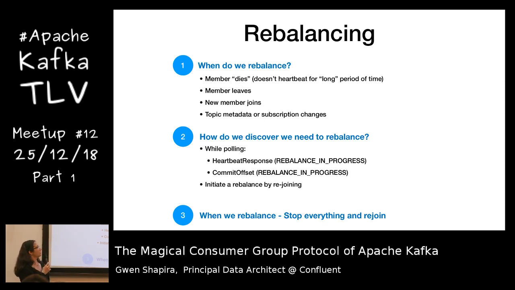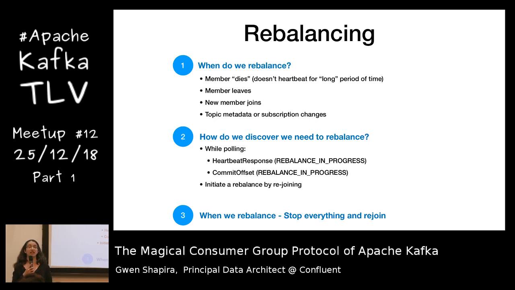Okay, so suppose that we need to rebalance. How do I know as a consumer that I need to stop everything and get a new assignment? It happens in multiple ways. Sometimes I send a heartbeat, and instead of getting an okay, the coordinator will tell me, you actually need to stop everything and rejoin the group and do the join group and sync group and all that all over again. But heartbeats only happen like every 3-4 seconds. If I commit offsets more frequently than that, I can also get rebalance in progress as a result of an attempt to commit my offsets. And then again, stop everything, rejoin the group.